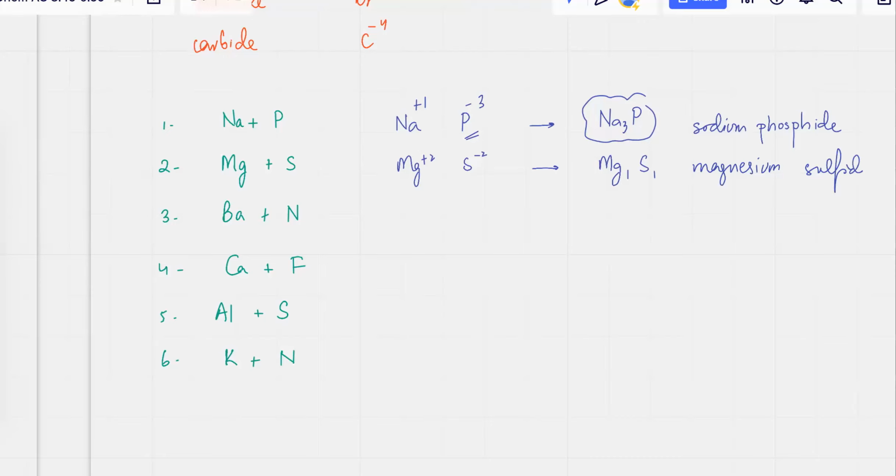So I'm just going to do one more, which is, let's do aluminium and sulfur. Aluminium is group 3, so that's +3. And sulfur is -2. So it's going to be Al2, and S is going to be 3. So this would be called aluminium sulfide.